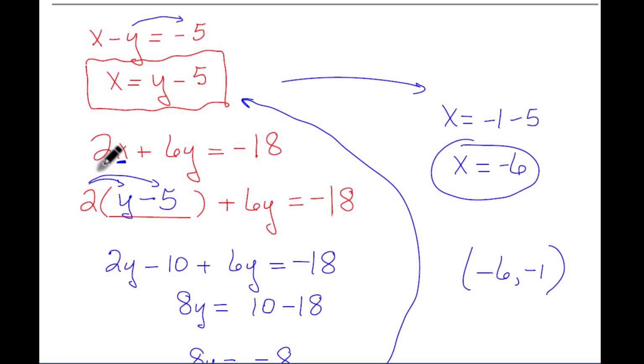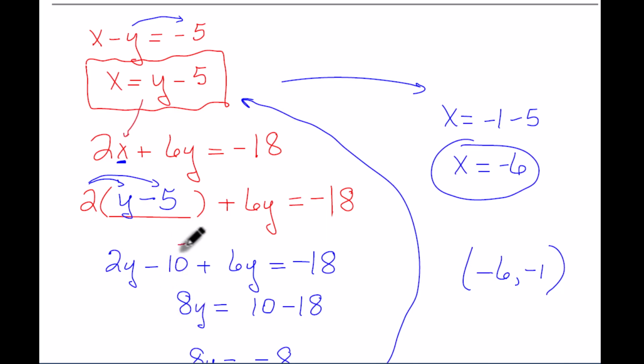So here's what I know about x. I'm going to plug it in. So it's y minus 5. Distribute. All right, I've got a 2y and a 6y, so an 8y.